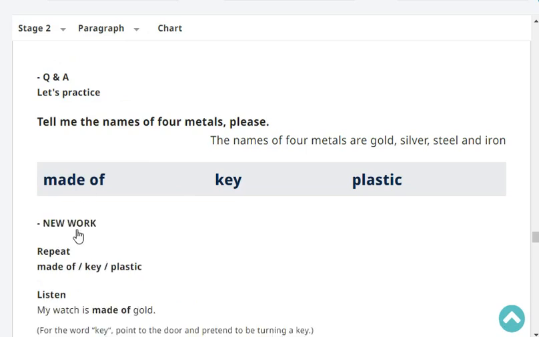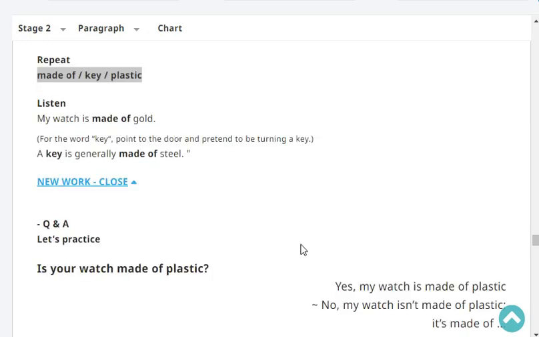Next, repeat: made of. Metal. Key. Plastic. Very good. Okay, listen. My watch is made of steel. A key is generally made of steel.